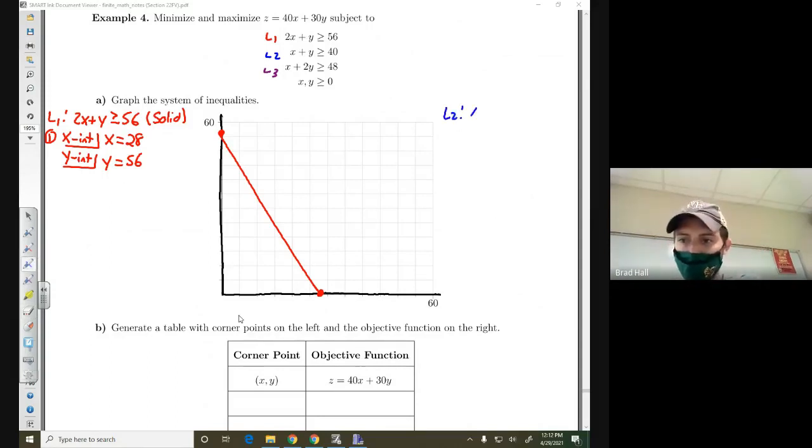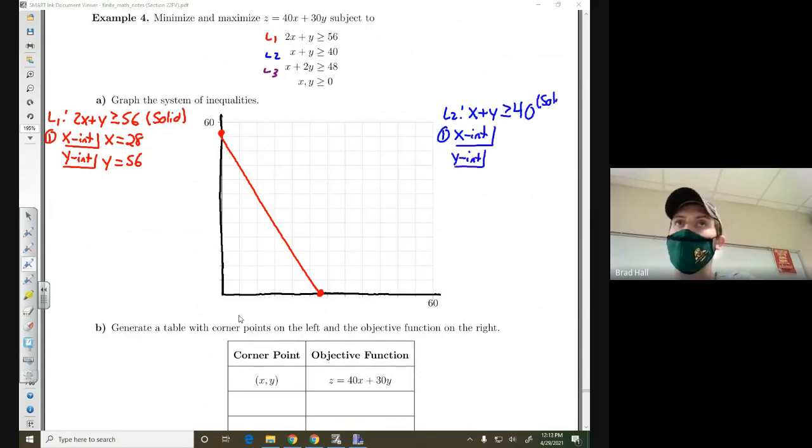L2 is x plus y is greater than or equal to 40. You can go ahead and figure out the x and y intercepts for this one. And also the line is, again, solid, as we already foreshadowed. Looks like x and y both end up being 40. That's 30, 35, 40. 5, 10, 15, 20, 25, 30, 35, 40. And so we can connect those two dots.